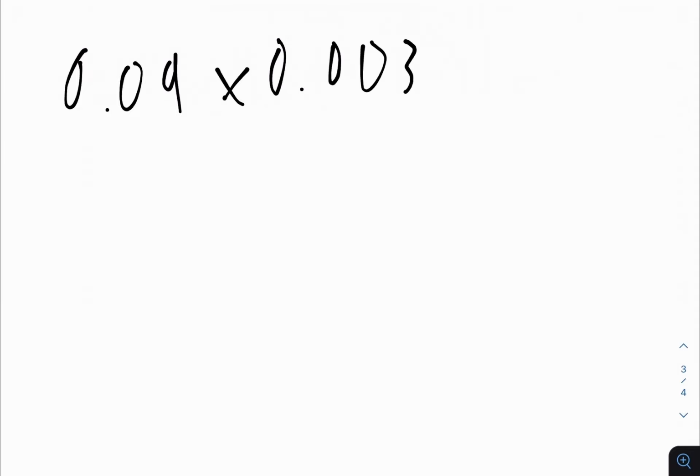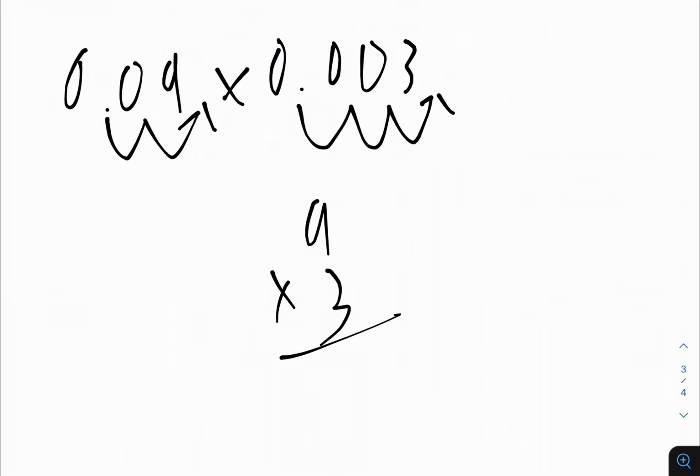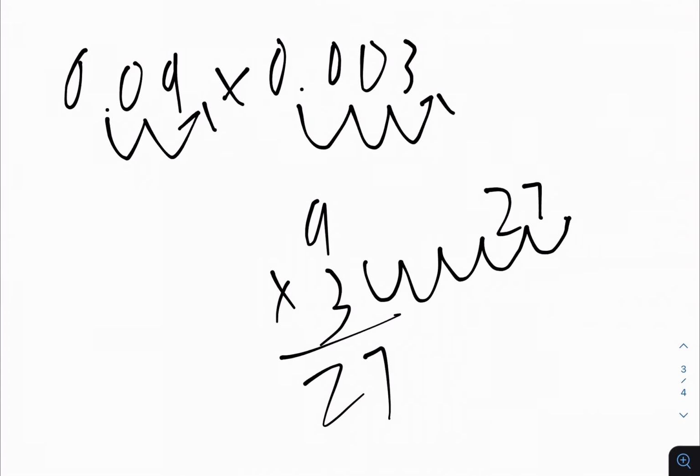Okay, now let's do like a final example. So let's do 0.09 times 0.003. So for this one, we have to move this back 2 decimal places, move this one back 3 decimal places. So when we multiply 9 times 3, which is 27, we move it back 5 decimal places, which means that it's 1, 2, 3, 4, 5. Put that there. So that's equal to 0.00027.